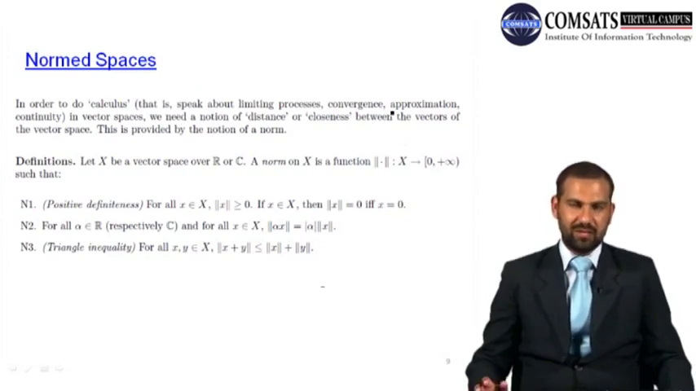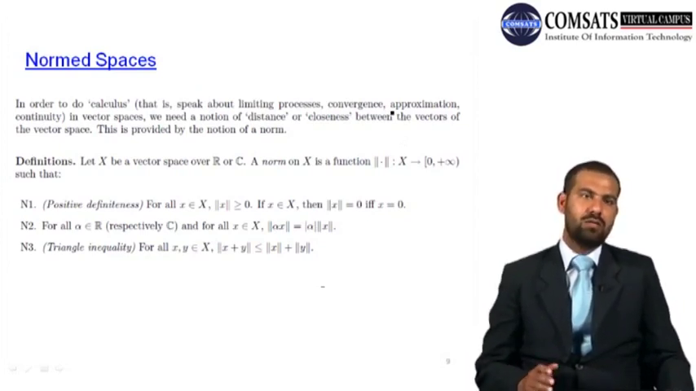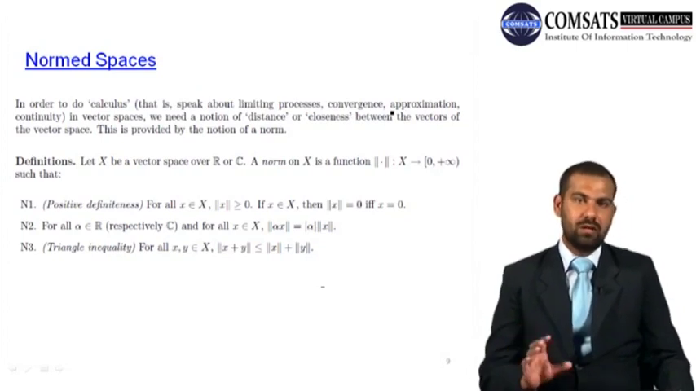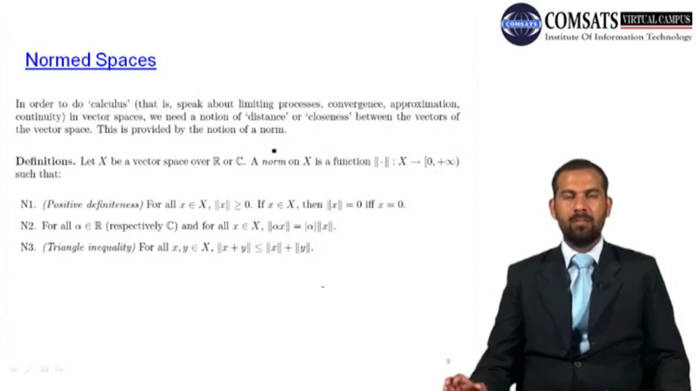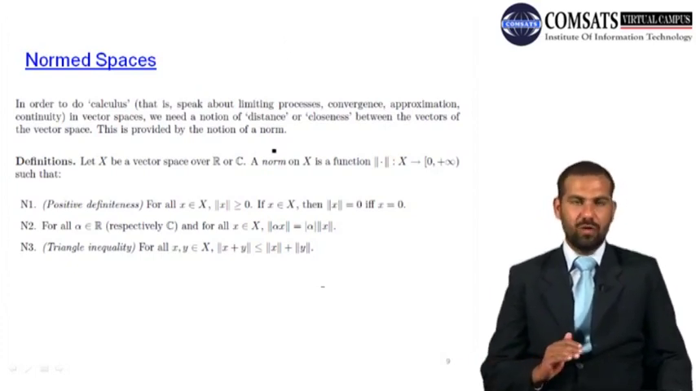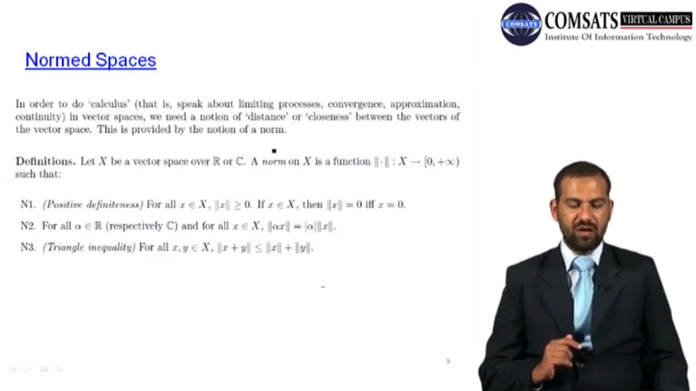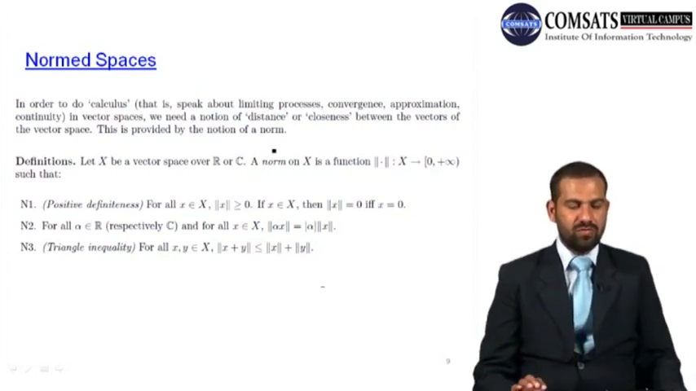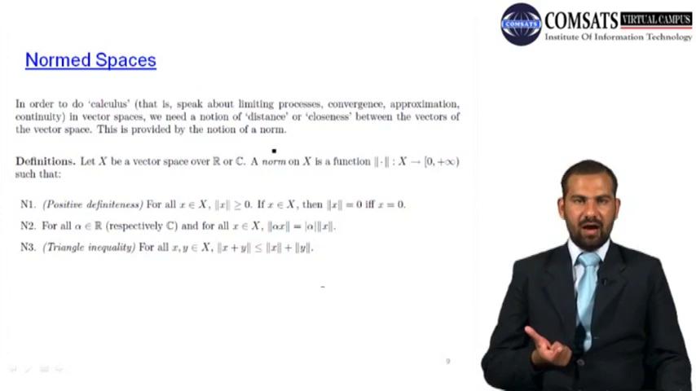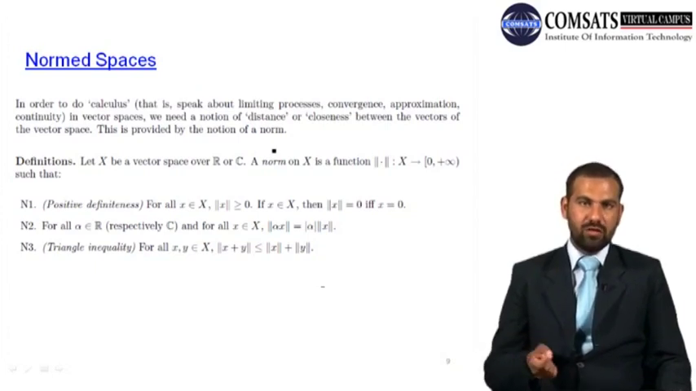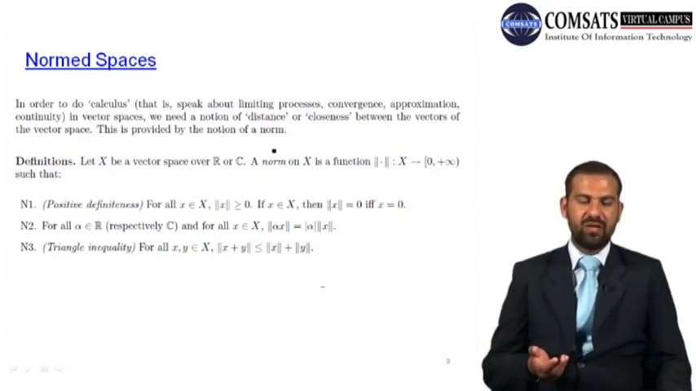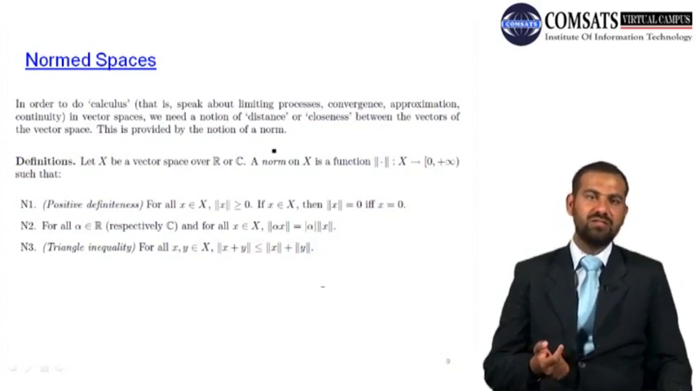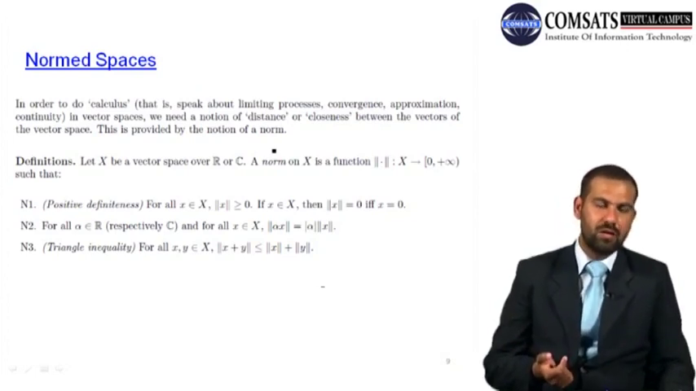And whenever we are discussing the distance, we study the shortest distance. Here we discuss the shortest distance. So for this we provided the notion of norms. The definition of a norm space is: if a function from any non-empty set X to the set of non-negative real numbers satisfies the three properties N1, N2, N3, then we say that it's a norm space.